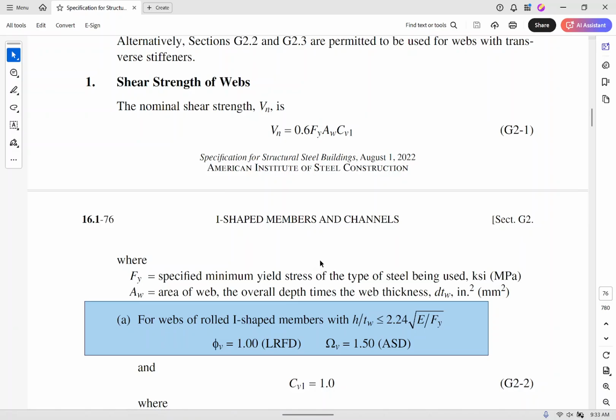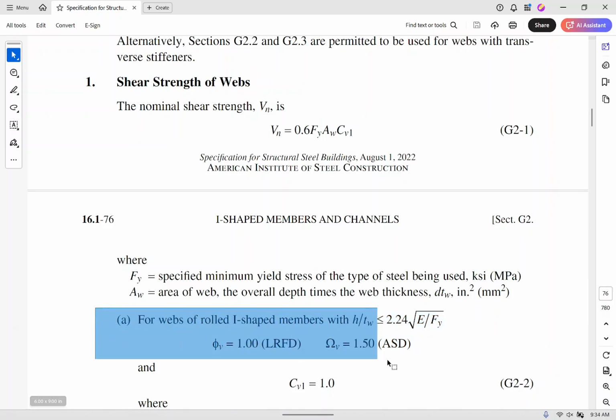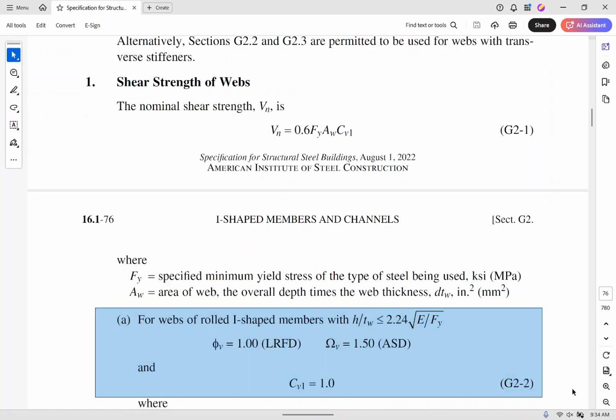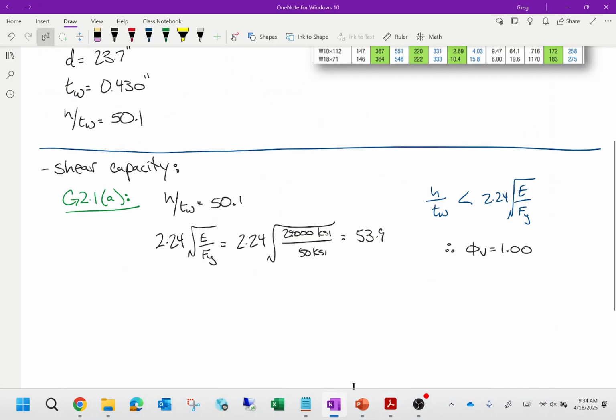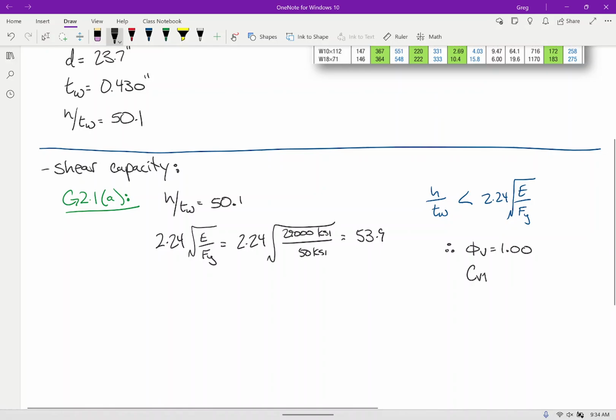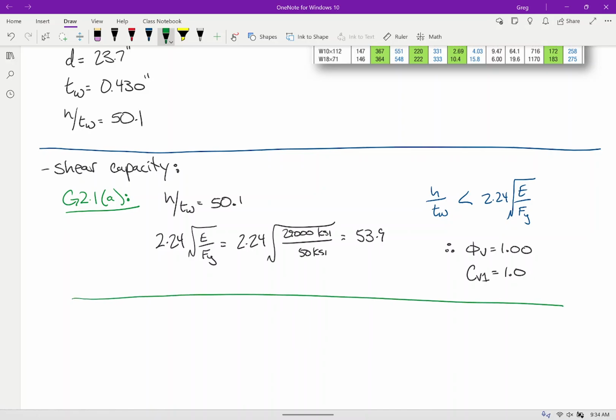Wait a minute. Let's think about this. What does this say? Let's keep going. For webs of rolled I-shaped members with H over TW less than or equal to 2.24 square root of E over Fy, we have this is true and that is true. That might be relevant. Let's write that down too. Do a red line. Okay. So far, so good?